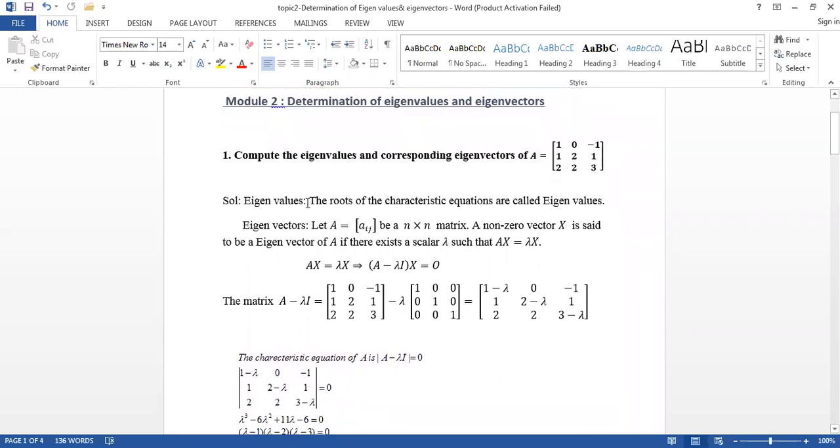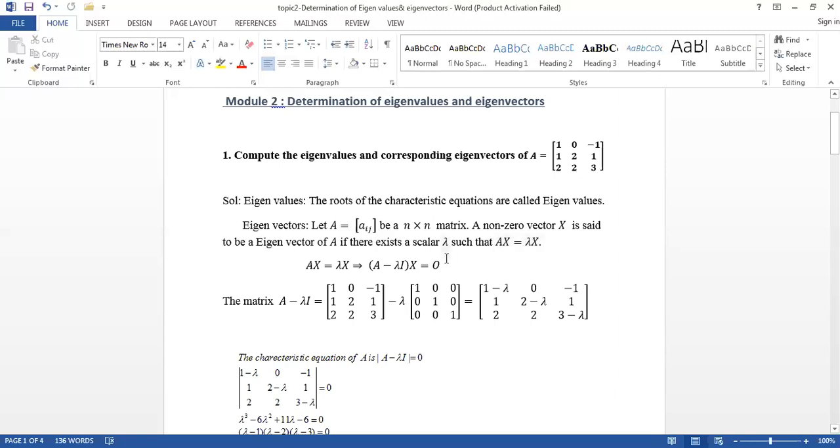So the definition of eigenvalues: the roots of the characteristic equation are called eigenvalues. Coming to eigenvector, let A be a square matrix. A non-zero vector X is said to be an eigenvector of A if there exists a scalar lambda such that Ax equals lambda x. So A must be a square matrix.